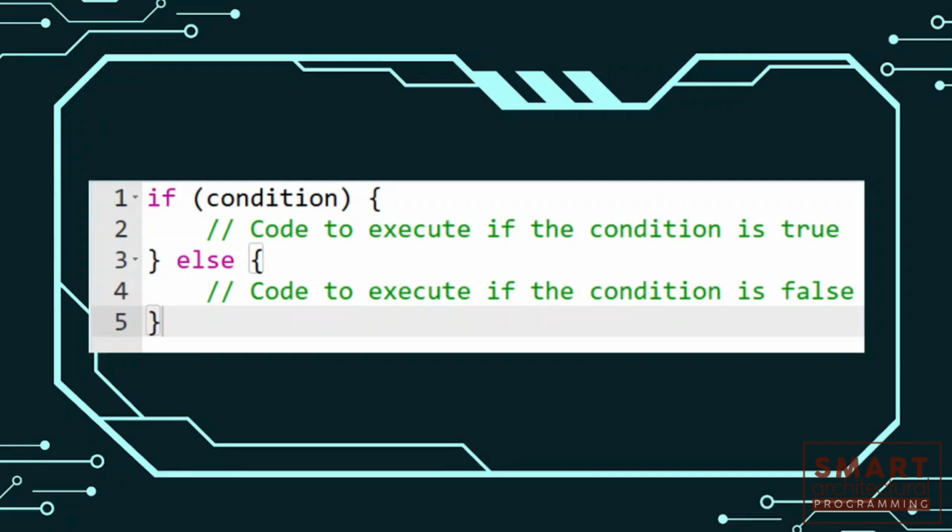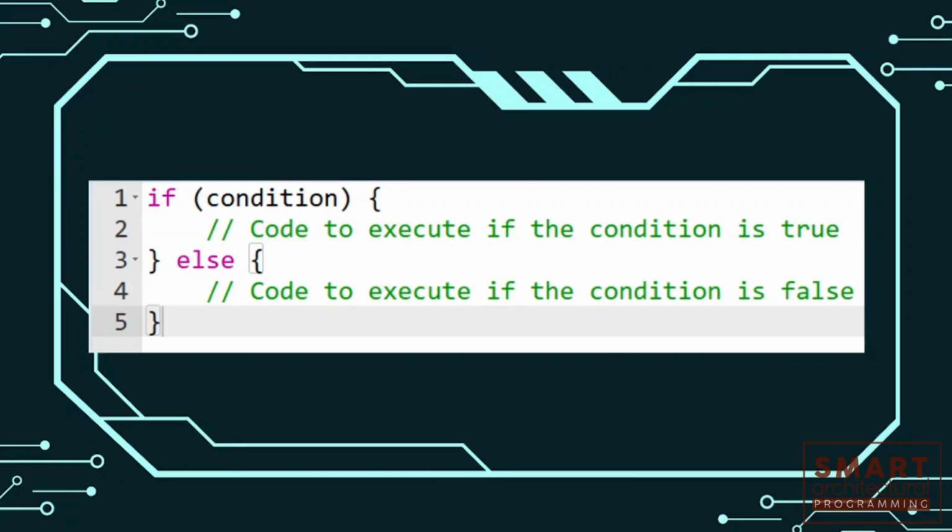Think of it as a traffic signal. If the light is green, you go. Otherwise, you stop. Let's break it down with a simple syntax example. If you see my screen right now, you'll see this code here, which is the syntax of how you implement if-else statements in Java. You can note this down or understand this better.